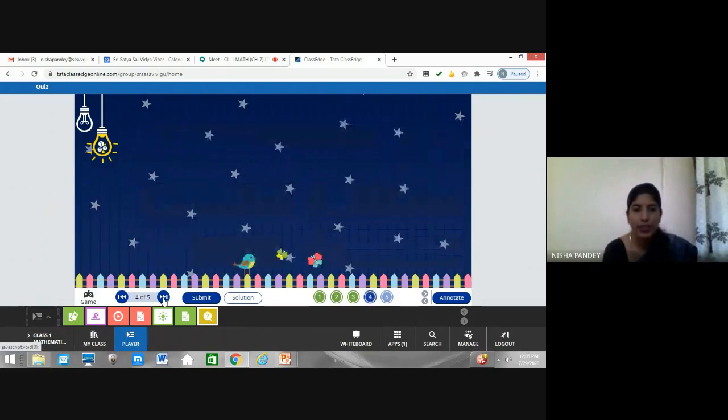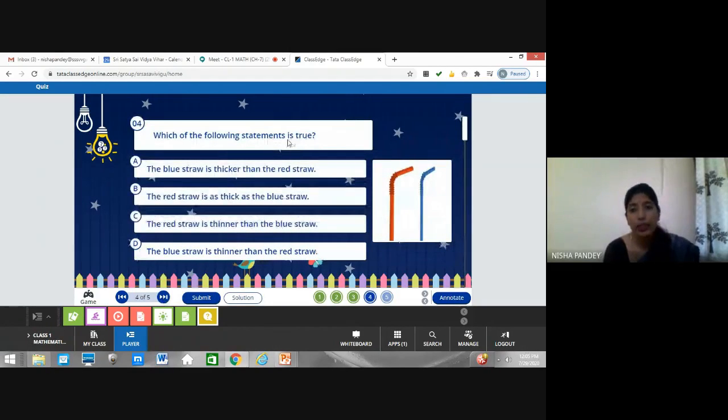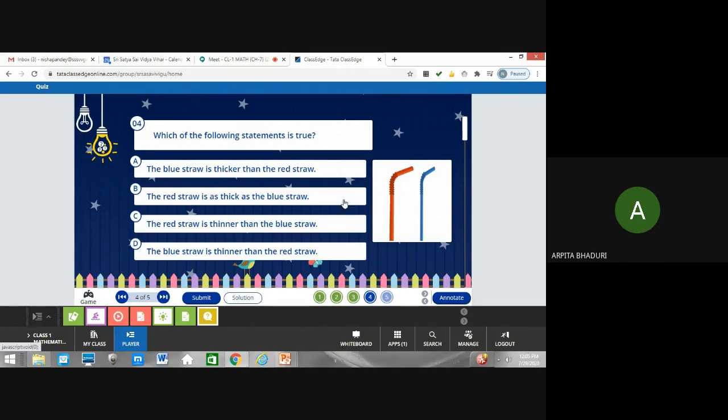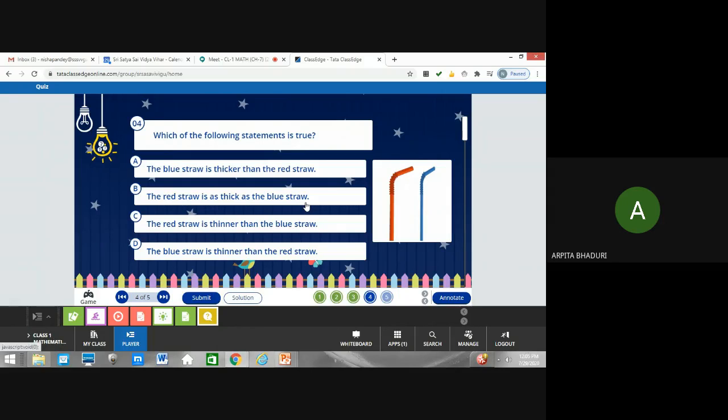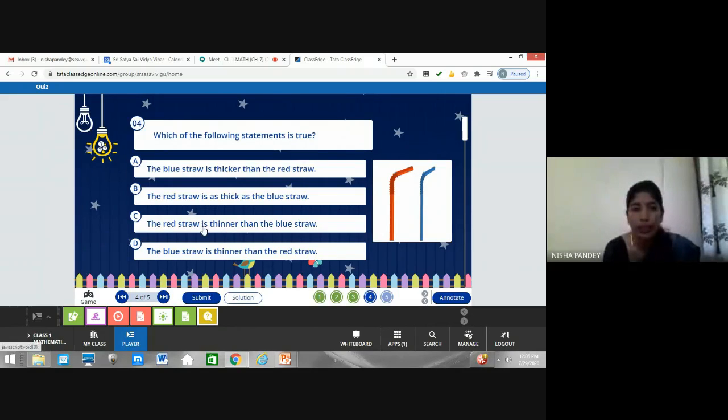The fourth question is, which of the following statements is true? Again, we have 2 straws, children, red and blue. Watch them carefully. Then we'll read these statements and we'll see which one is the correct statement, the true statement. The blue straw is thicker than the red straw. So this blue straw is thicker than the red straw, isn't it? No, ma'am. Okay. Now, let's see the next. The red straw is as thick as the blue straw. No, ma'am. No, they are of different thickness.